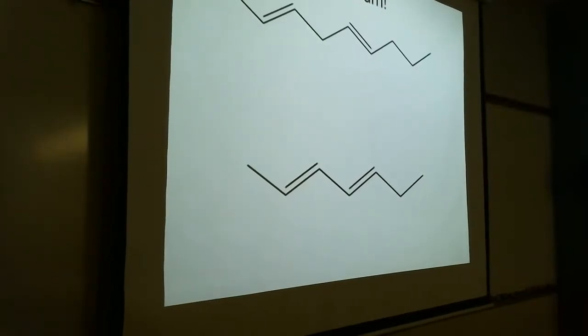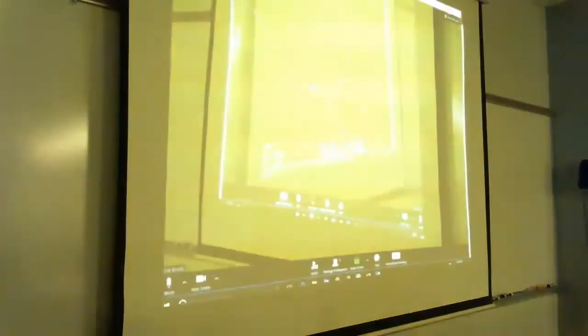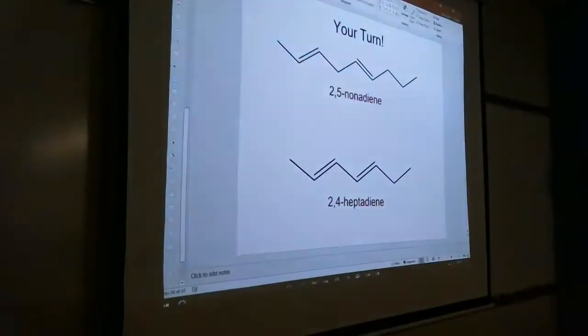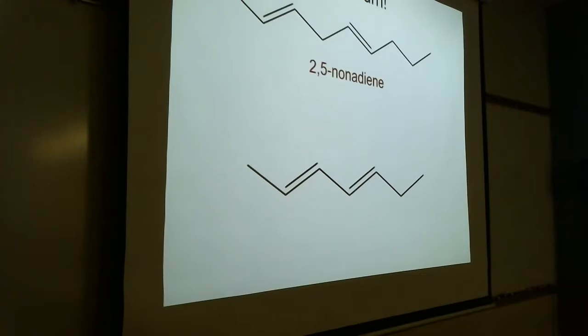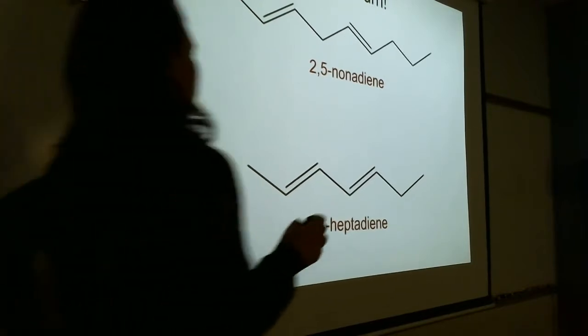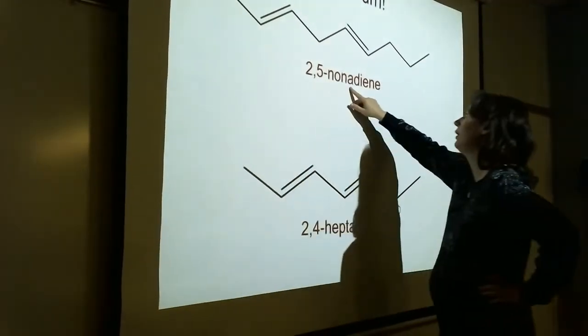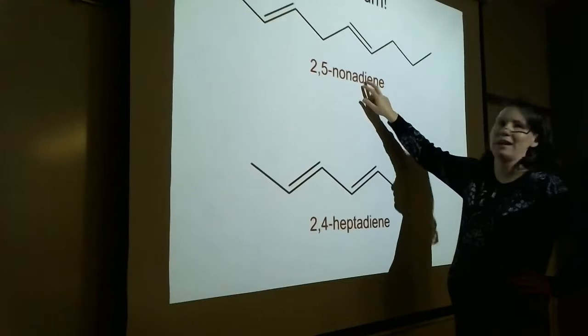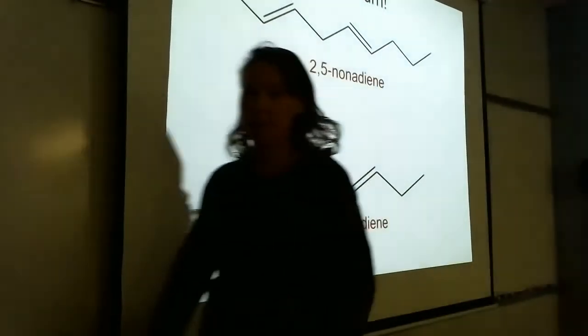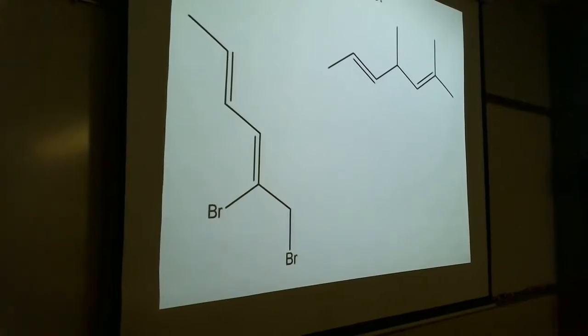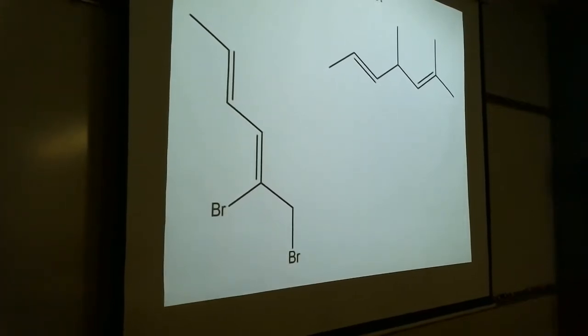So let's name these. I'll pause it. Let's try. Let's look at this one. Of course, the answer's right there. Did you get 2,5-nonadiene and 2,4-heptadiene? Yes, yes, yes. Double bond, state the location, and then the most common mistake students make, they'll say 2,5-nona or nonene or something like that. They'll forget the di. That's the most common mistake. All right, let me pause it and let you try these.